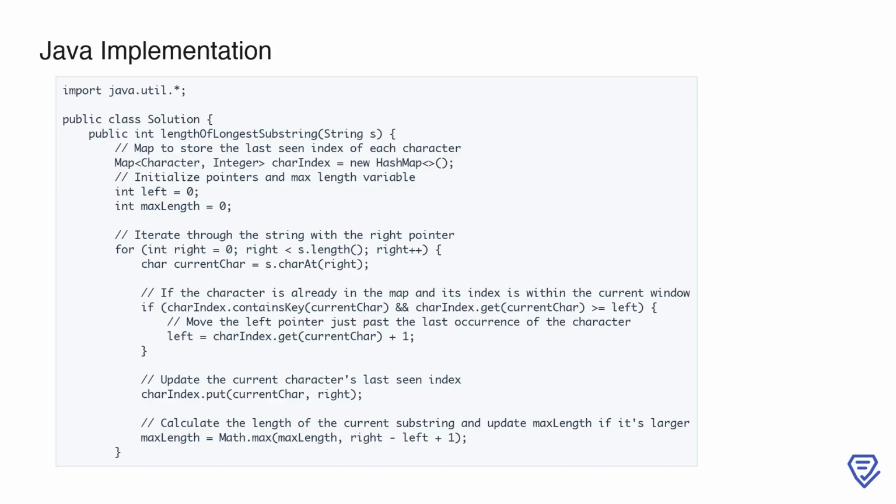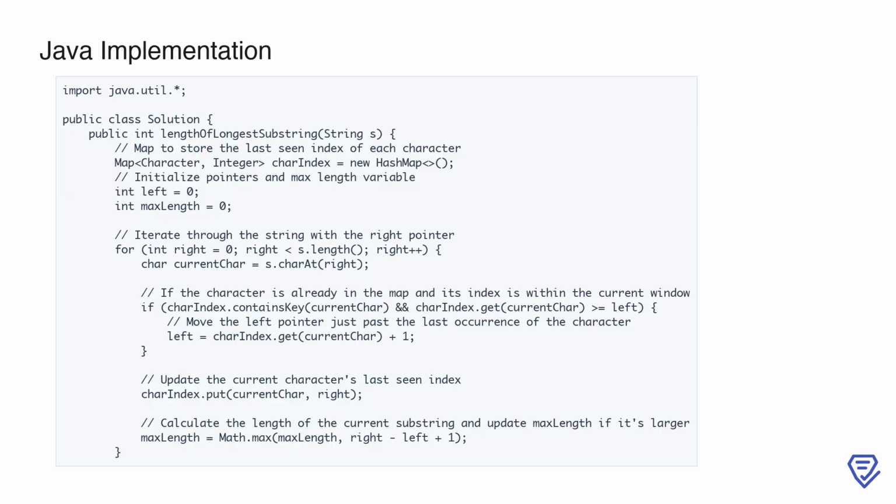Here, we start by importing the necessary Java utilities and defining our solution class. Inside the lengthOfLongestSubstring method, we initialize a hash map called char_index to store the last seen index of each character. This allows us to track where each character was last encountered in the string.